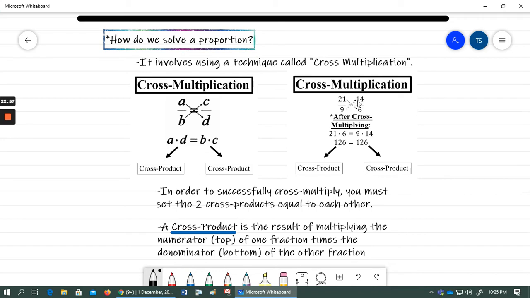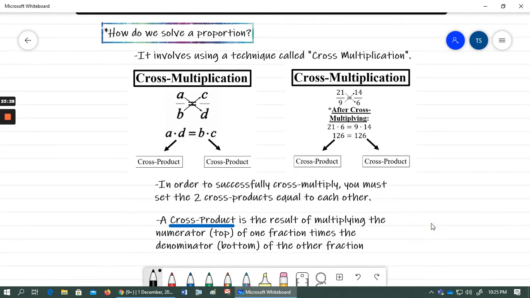And then the other cross product would be taking the top of the other fraction and multiplying it times the bottom of this fraction, right? So that would be 14 times 9 or 9 times 14, whichever way you want to do it. That still gives us our other cross product. So that's how you cross multiply, where you have to set the two cross products equal to each other.